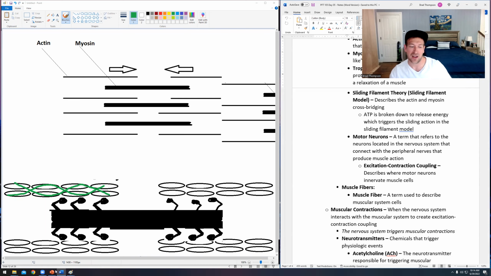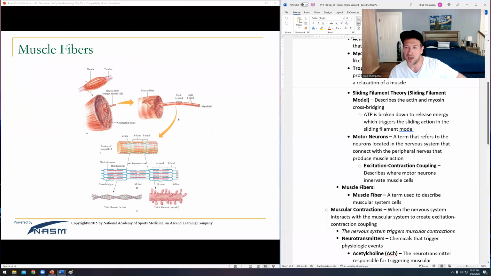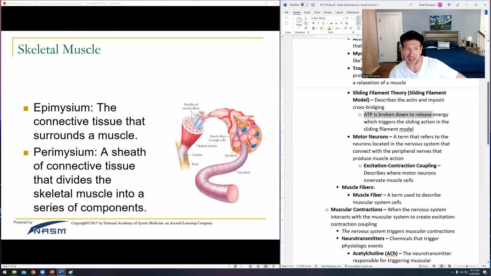So when we're talking about this term here, we call it the sliding filament theory, or the sliding filament model. What we're describing is where ATP is broken down, and that releases a bunch of energy, and we use that energy to change the shape of these proteins. We cause the myosin head to reach up and grab the actin strand. That's where it gets its energy in order to do that.